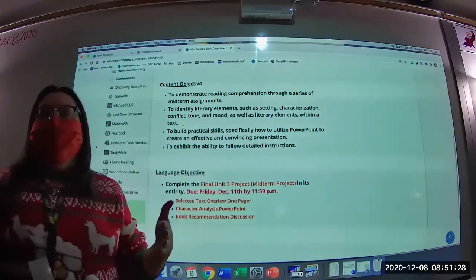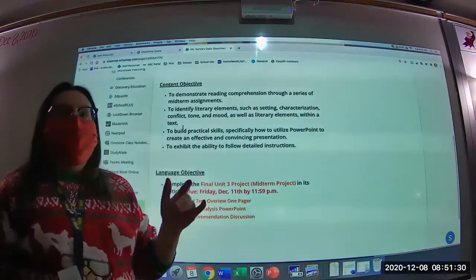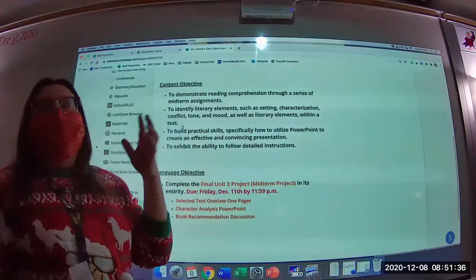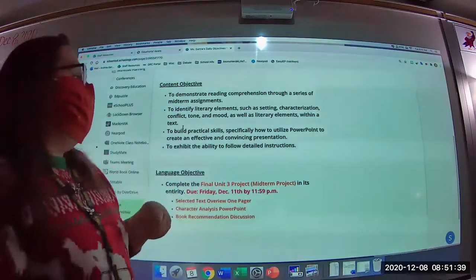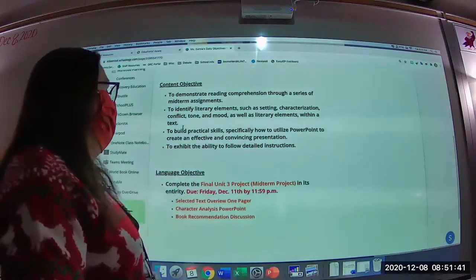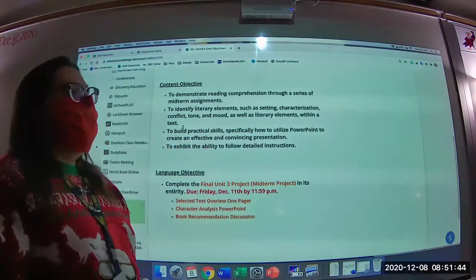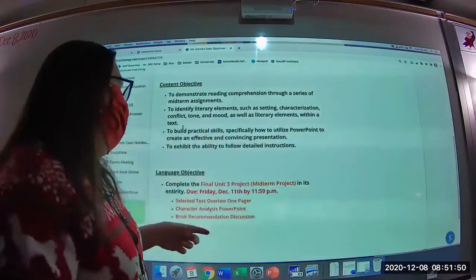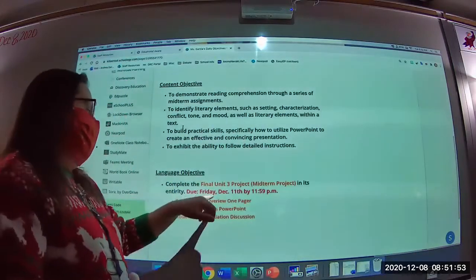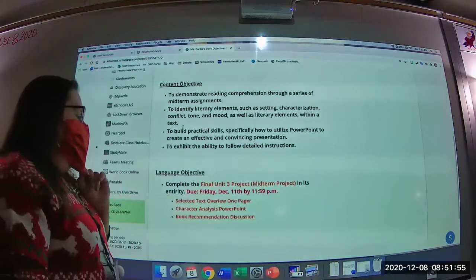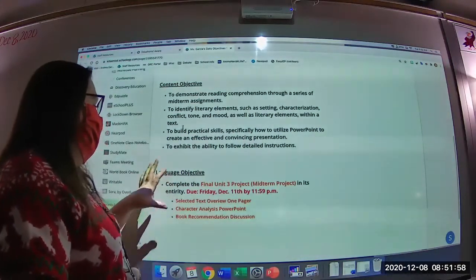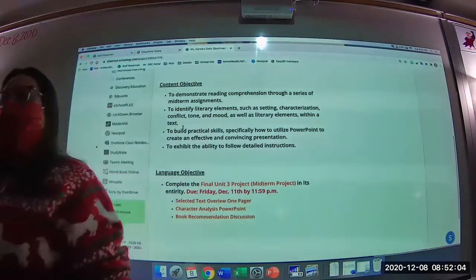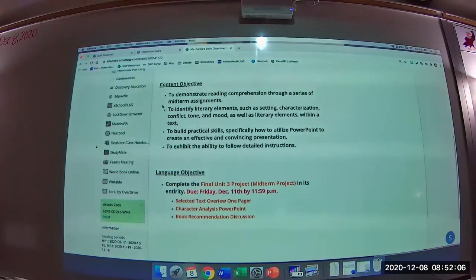PowerPoint has been around for a long time. There's other presentation tools like Prezi, which is an app where it zooms in and out. But PowerPoint has been around the longest, and you really need to learn how to navigate that. You can do all kinds of things with it. And then exhibit the ability to follow detailed instructions. This is key, because last time there were some things that were a little off, okay? It is due this Friday by 11:59, and I need it in its entirety, but this time I broke it up so it's easier for you guys to submit, okay? So, any questions on that so far?